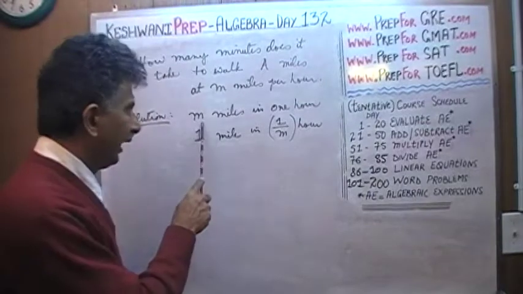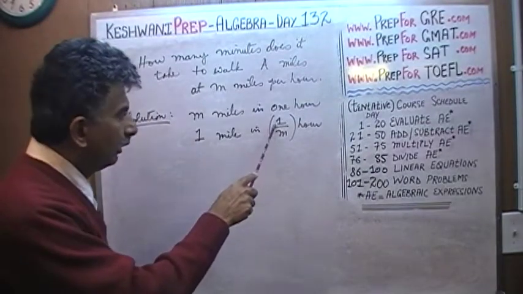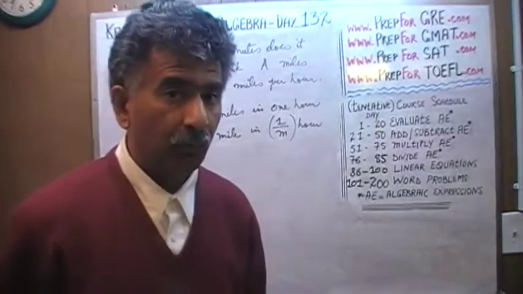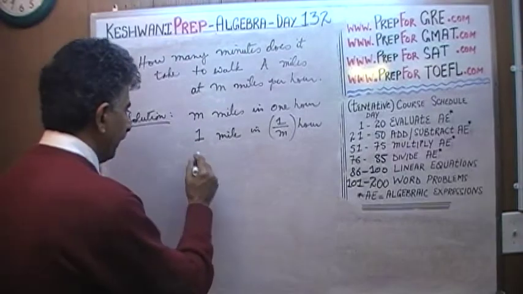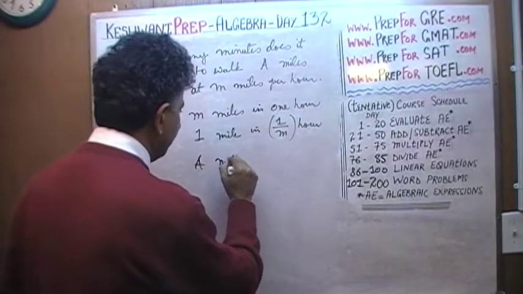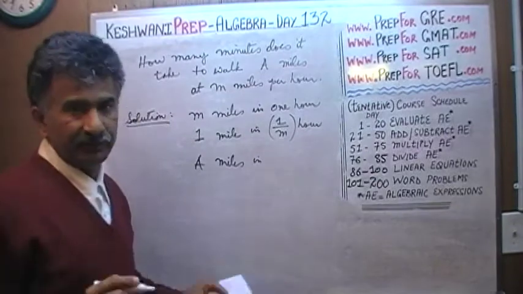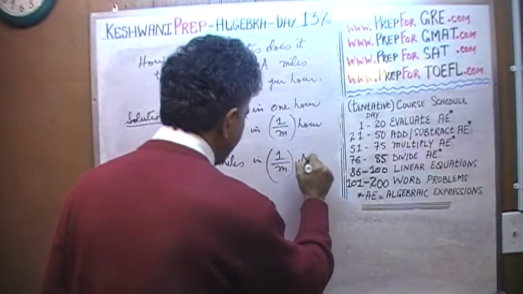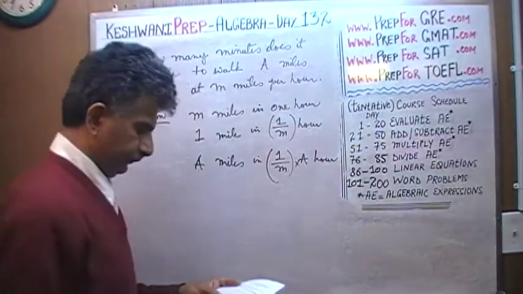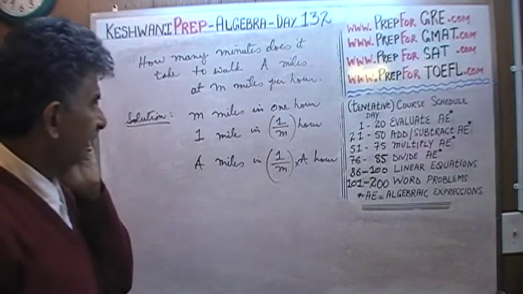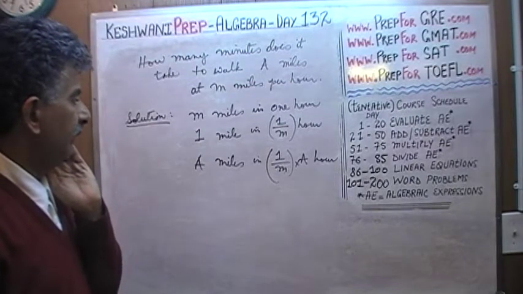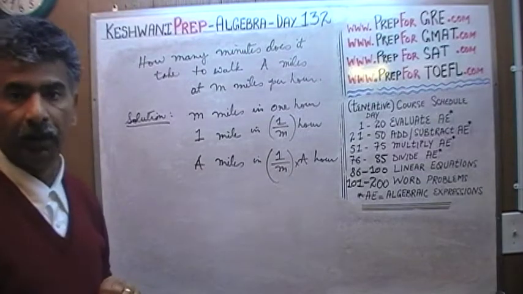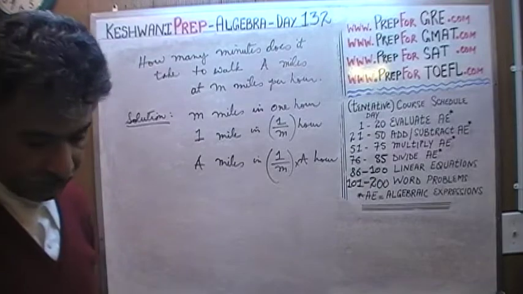So since we're going M miles an hour, 1 mile should take 1 over M. That's all. But we do not want to go 1 mile, we want to go A miles. So A miles will take us A times that quantity, whatever this quantity is, times A hour. That's it. The question is, how long is it going to take us to travel A miles? The answer is 1 over M times A hour. Are we done? No, not yet. We have to do one tiny step still.